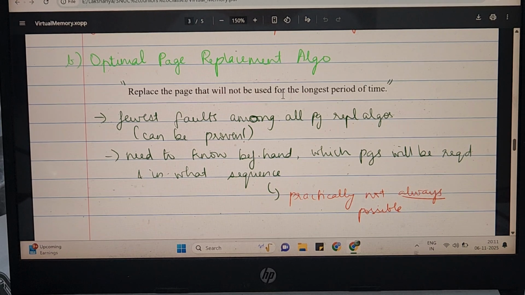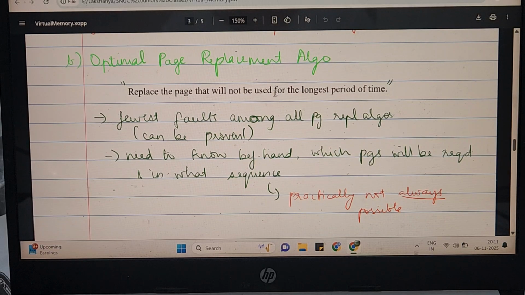Okay, so we looked at FIFO. We saw that it suffers, if I may say so, from something called Belady's anomaly. So the question was, can we do better? Turns out, yes, there is something called the optimal page replacement algorithm, which actually is optimal, as it claims to be. But yeah, we look at it. So replace the page that will not be used for the longest period of time.